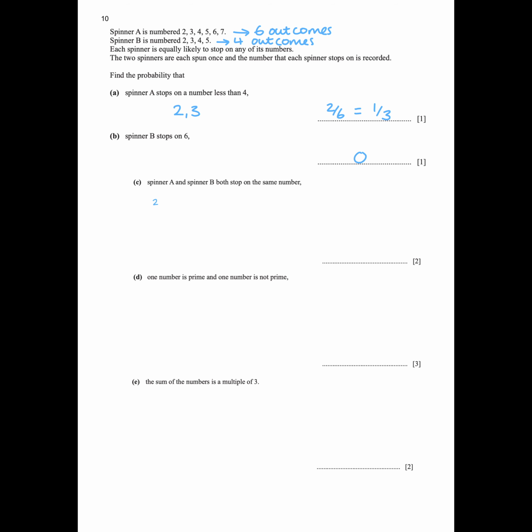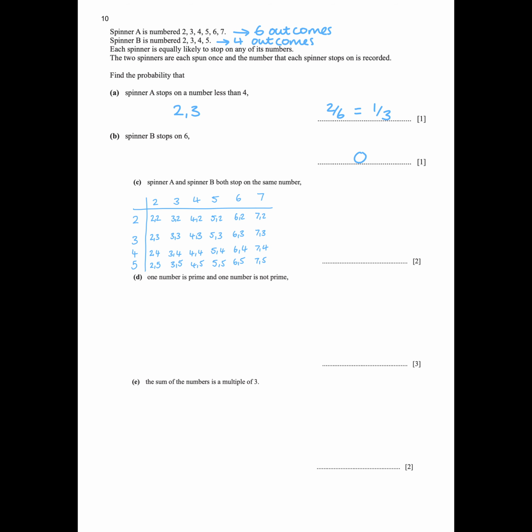So spinner A can be a 2, 3, 4, 5, 6, or 7. And spinner B can be 2, 3, 4, or 5. So we can create a sample space diagram here. This is where we get 2, 2, 2, 3, 2, 4, 2, 5, 3, 2, 3, 3, 3, 4, 3, 5, and so on. We're going to be using this for both this question and the question below.